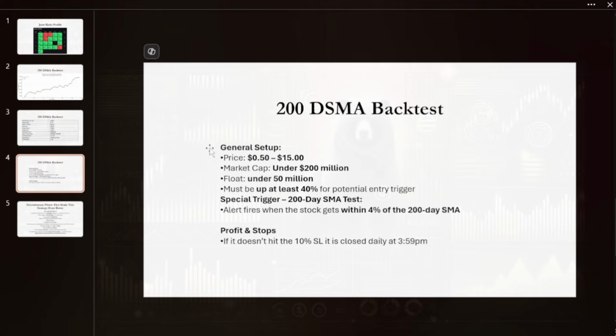And here's the general setup. Trade Ideas is pretty straightforward, but it does have a little bit of a learning curve, which is why I offered to share my configurations. The general setup is a stock 50 cents to $15, market cap under 200 million, float under 50 million, must be up at least 40% for potential entry trigger. I prefer 50. And the special trigger that separates this alert is whenever it approaches the daily 200 within 4%.